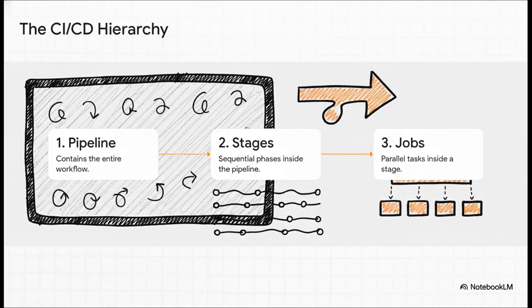So let's recap that structure real quick. You have one pipeline, which is made of multiple stages that run in order, and each stage can have one or more jobs that run at the same time. This hierarchy is brilliant because it gives you both a logical structure and a ton of efficiency. Now let's see how this is all defined.